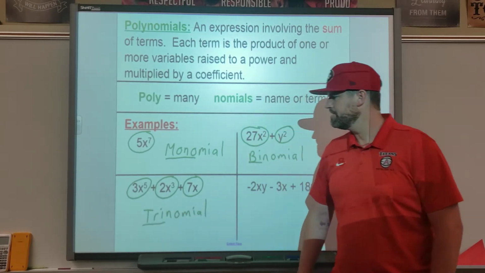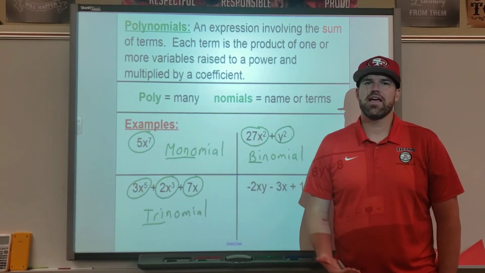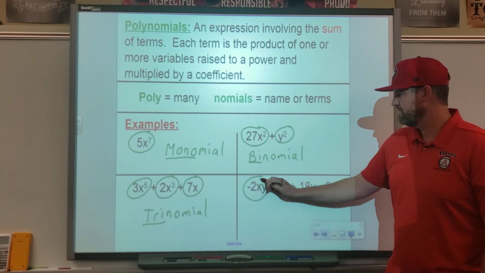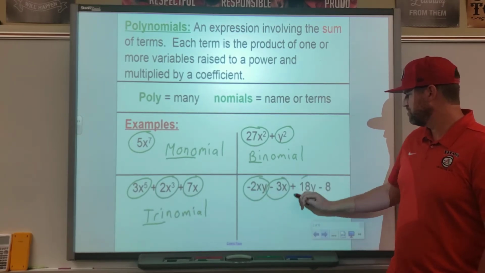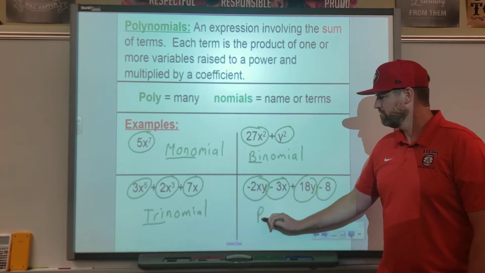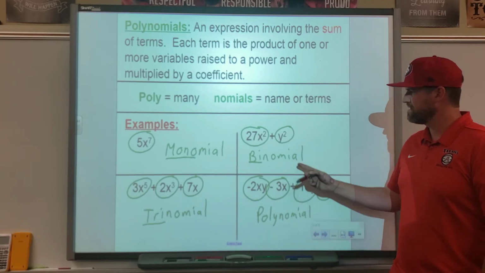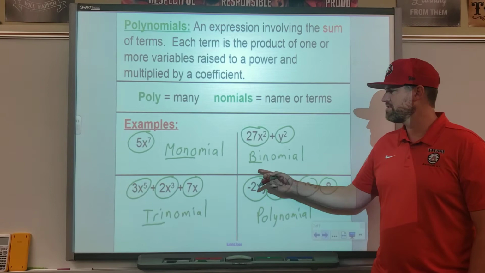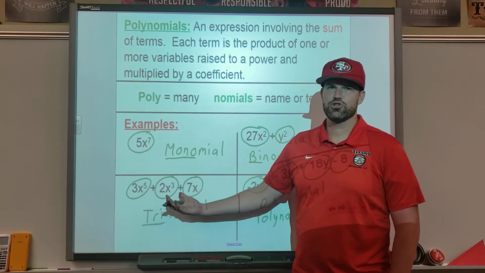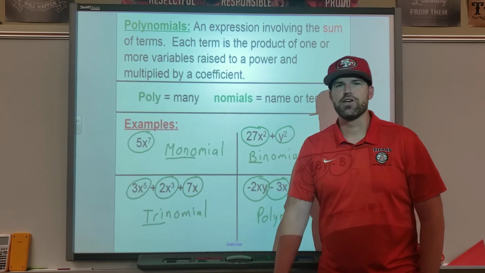Right? Tri for three. And then anything with more than three terms, we usually just call a polynomial. So this one has 1, 2, 3, 4 different terms. So we just call it a polynomial with 4 terms. You could say this is a polynomial with 2 terms. We just call it a binomial. Polynomial with 3 terms, call it a trinomial. And a polynomial with only 1 term is just a monomial.